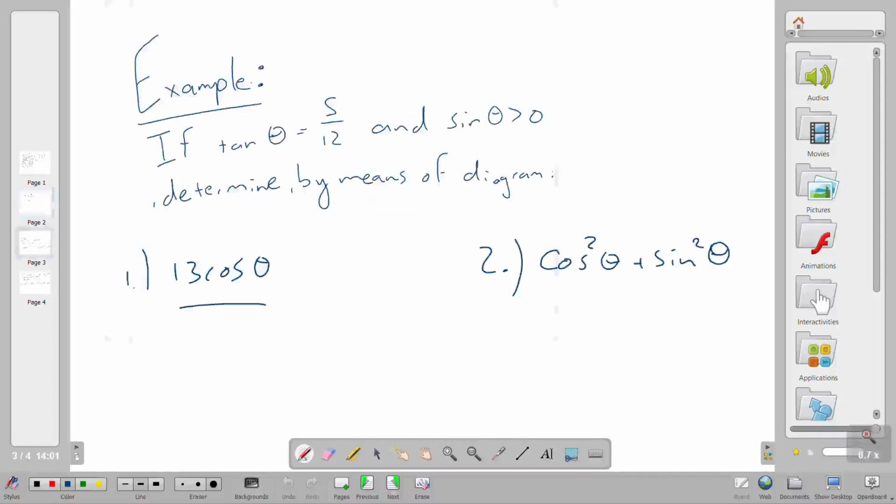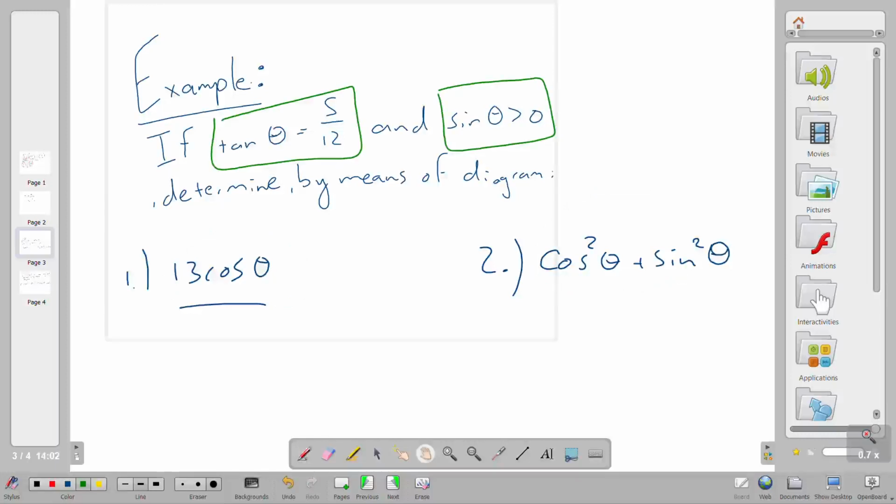So for this first example, they tell us if tan theta is equal to 5 over 12 and sine of theta is positive, determine by means of a diagram these two expressions here. Alright, this one and this one. We don't worry about that too much. We need to look at what they give us. Very important, these two statements here, by means of a diagram.